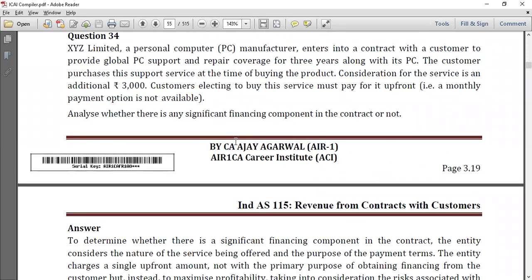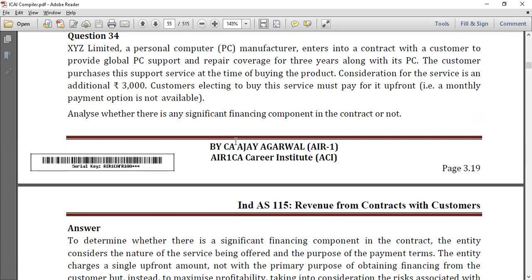And next question, 34th: XYZ Limited is a personal computer manufacturer. It enters into a contract with the customer to provide global PC support and repair coverage for 3 years. It is giving PC support and repair coverage for how many years? 3 years, that is right. Along with the PC, he is giving this support and repair coverage.